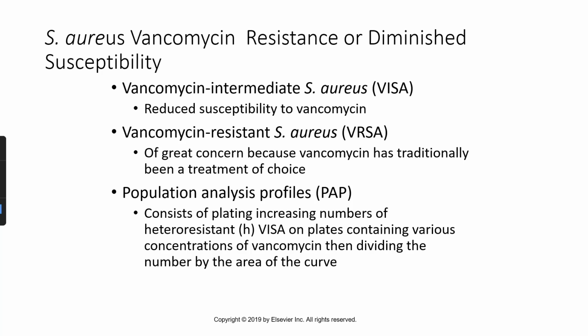There have been a small number of cases reported in the United States of methicillin and vancomycin resistant Staphylococcus aureus, but that's something that's very dangerous. So vancomycin intermediate Staph aureus has a reduced susceptibility. Vancomycin resistant Staph aureus is of great concern because vancomycin has traditionally been a treatment of choice. And then there's population analysis profiles, which VISA and VRSA are reported.